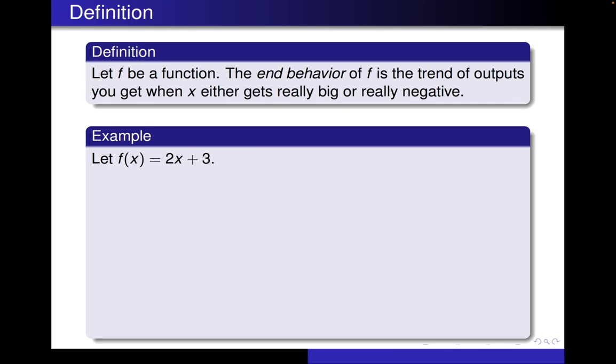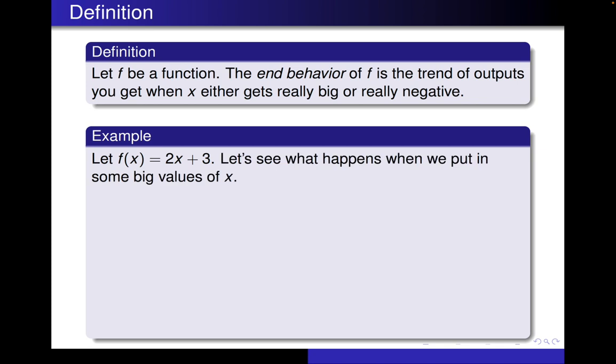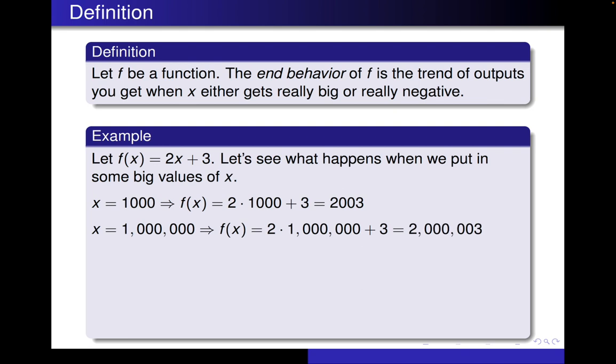So as an example, we have f of x equals 2x plus 3. This is a nice linear function that we're familiar with. So let's see what happens when we put in some big values of x to see how end behavior works on this function that is very familiar to us. Well, if we put in, say, x equals 1,000, we get 2 times 1,000 plus 3 for our output. That's 2,003. If we put in 1,000,000, we get 2,000,003.